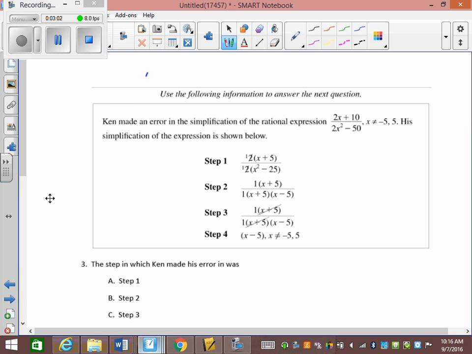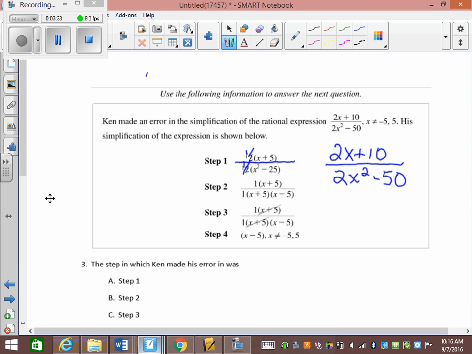So then I have an error in the simplification of the rational expression. Got 2x plus 7 over 2x squared minus 50. What are we making here? So we took a 2 out, left with x plus 5. Took a 2 out, was left with x squared minus 25. Okay? Cancel these off, and he's left with 1. That seems sound, right? Good.